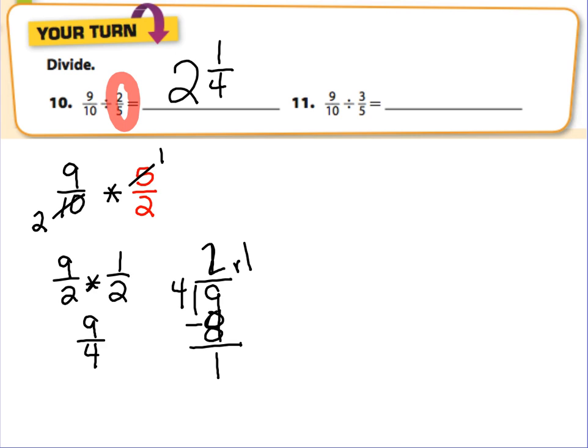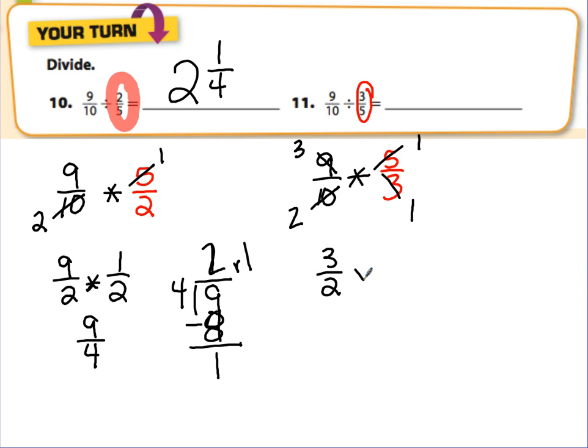Okay, and then go ahead and try number 11 and come back and check your answer. So I have 3/5 turns into 5/3. Go back to my regular pencil. I have 9/10. Then I'm going to multiply by 5/3. 10 and 5 have a GCF of 5, so 1 and 2. 9 and 3 have a GCF of 3, so 3 divided by 3 is 1. 9 divided by 3 is 3. My new multiplication problem is 3/2 times 1. So I know my answer is 3/2.